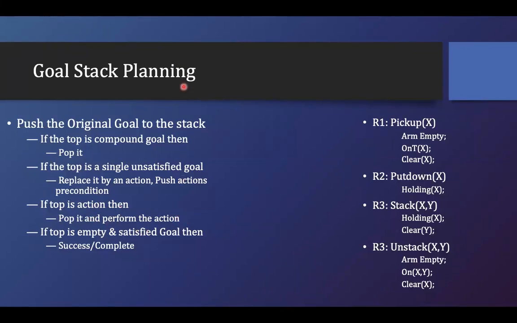From the initial state, if an action comes from the stack, that action will be applied to the initial state to get an intermediate state. Again, when the next action comes, we apply it to that intermediate state to get another intermediate state. In that way, we try to find the goal state. If the stack is empty, it means we have satisfied the goal, and if we have satisfied the goal, it means we are successful. So this is my algorithm for goal stack planning.